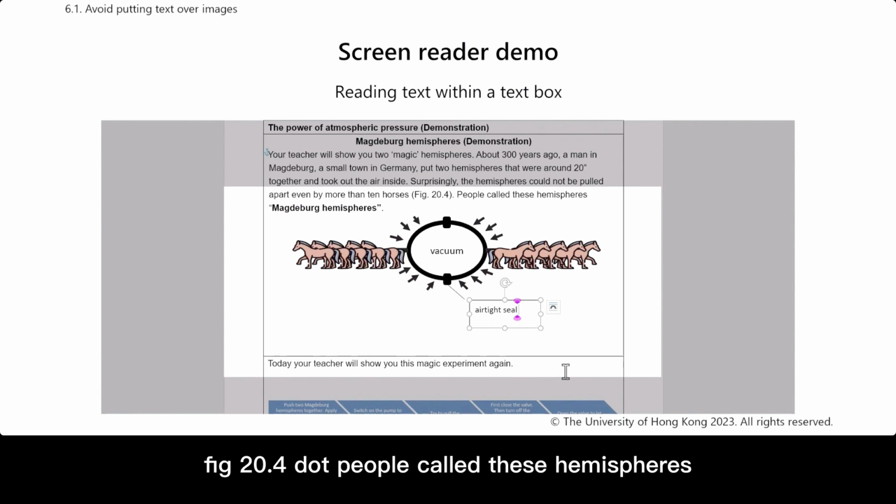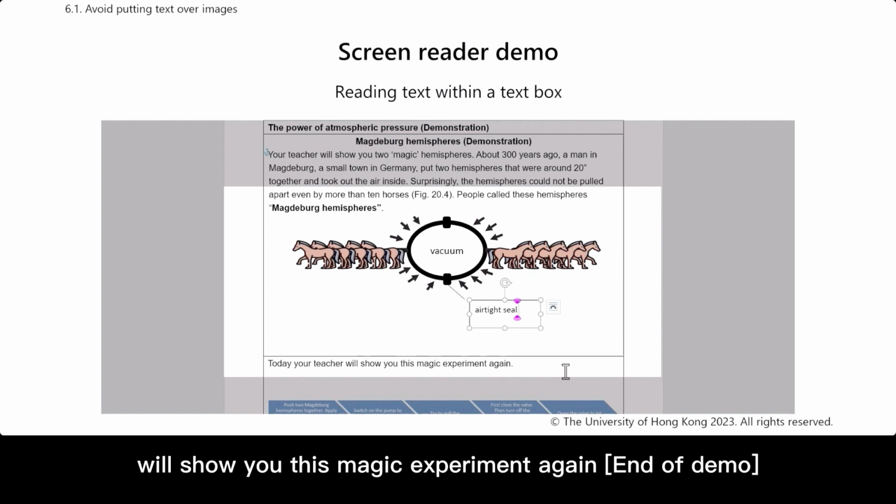Depart even by more than 10 horses. Fig. 20.4. People call these hemispheres Magdeburg hemispheres. Column 2 row 3 column 1. Today your teacher will show you this magic experiment again.